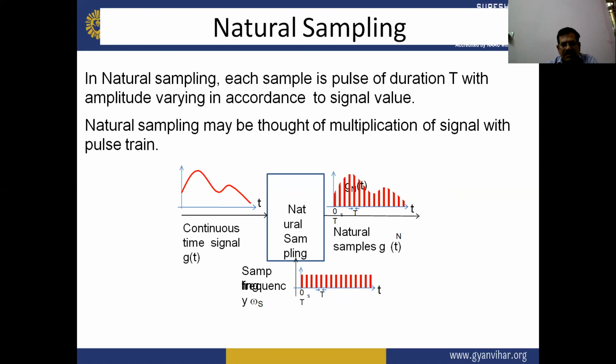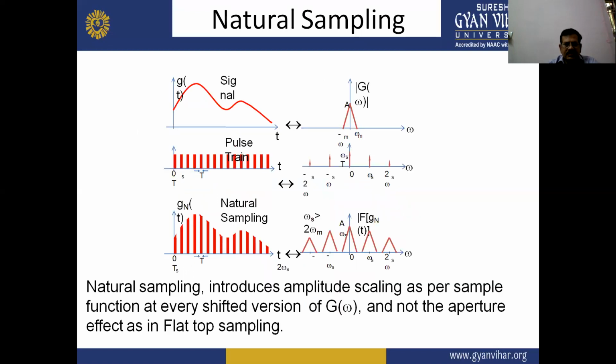So in the natural sampling technique, each sample is a pulse of duration t, which is equal for each pulse. Amplitude varies according to the signal wave. So here the amplitude varies according to the input signal. So natural sampling may be thought of as multiplication of the signal with a pulse train.